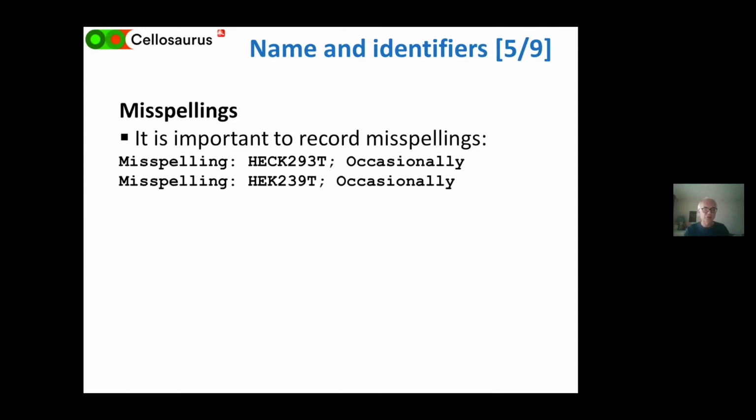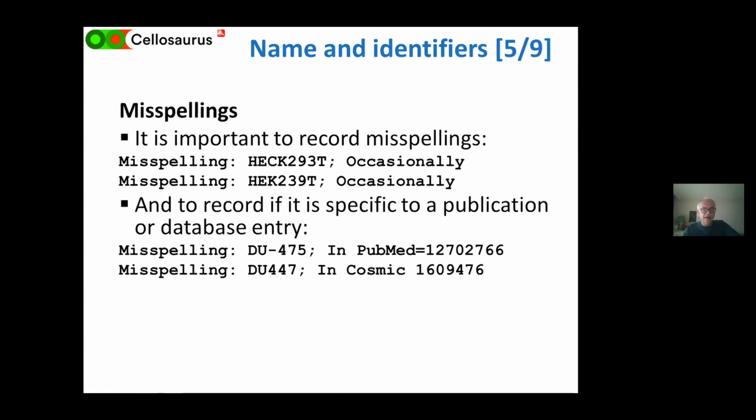Misspellings. We record misspellings. Here you have two occasional misspellings of the HEK293 cell line. And also if it is specific to a publication or database entry. The first one here is a misspelling. The first one, EC293, is a misspelling that if you look in Google, you find in a lot of different papers. So we don't record the list of all those papers. But once it's specific to a paper or to a database, we just enter this information.